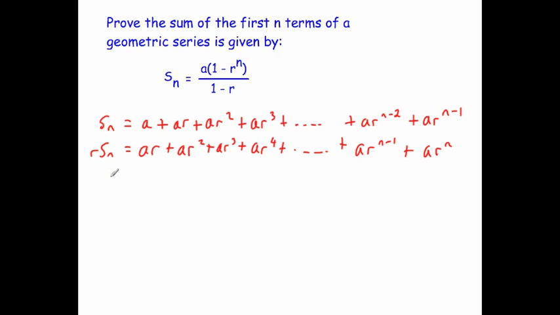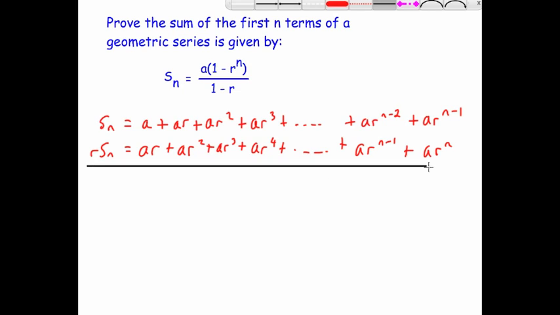Now what we're going to do is subtract these two equations from each other. So we're going to do the top line, subtract the bottom line. Okay, so let's do that. So first of all, we're going to have Sn and we're going to take away r Sn. So Sn take away r Sn. Now let's do the rest. Now we're going to subtract these from each other.